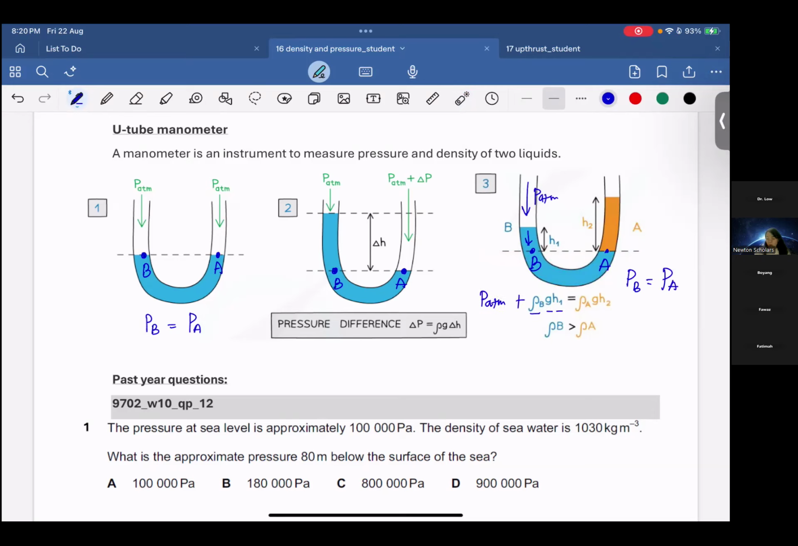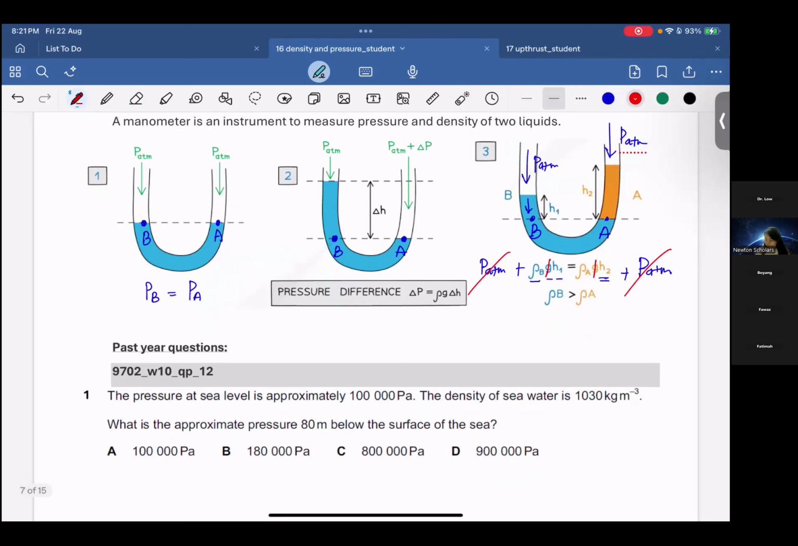Okay, the second part, point A, the right hand side. It also has atmospheric pressure plus the liquid pressure. So we're using the orange color here, rho GH plus atmospheric pressure. But because atmospheric pressure and atmospheric pressure are the same amount, they can be cancelled out. G and G can cancel out. So at the end, rho B H1 equals rho A H2.